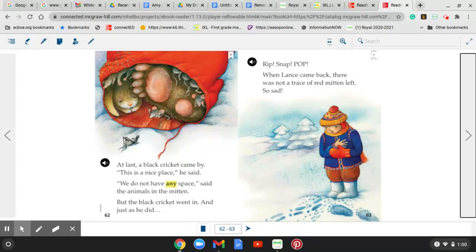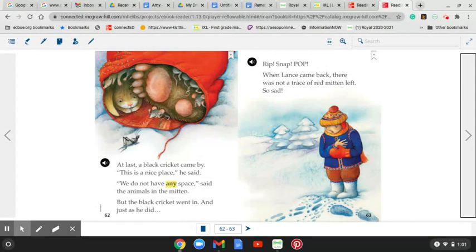Okay, I see one last yellow word. Put your finger under the yellow word and let's spell it together. Any, A-N-Y. The sentence read, "We do not have any space." That's our last sight word for this week, but I want you to remember that even though we're not in class, I want you to keep going over those because we will have a test on our sight words when we return shortly to school, back to school.